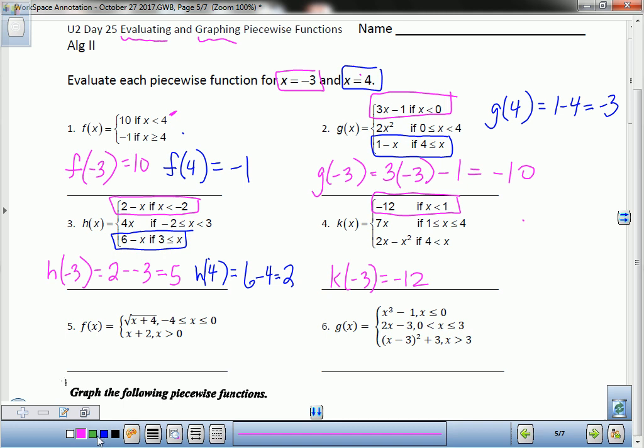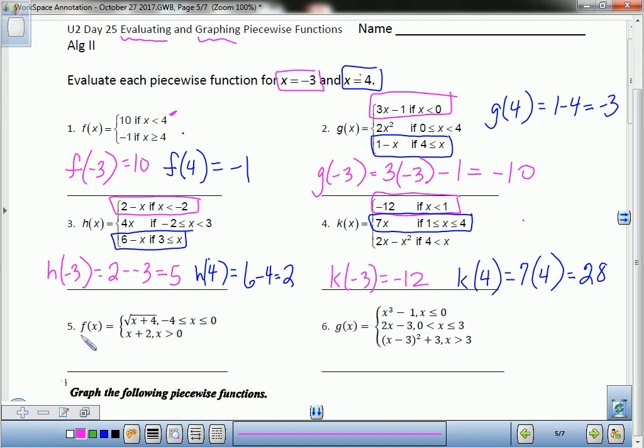All right, let's now evaluate this same function k for an x value of +4. Now this time +4 fits into this one. You might be tricked into doing it here, but there's no equal to. So this time we're dealing with the middle function. So 7 times 4 is 28. K of 4 is 28. Okay, let's do one more together, and then we'll let number 6 be your you try.